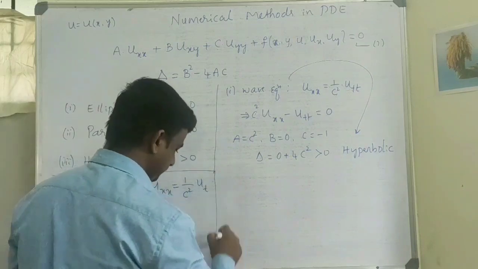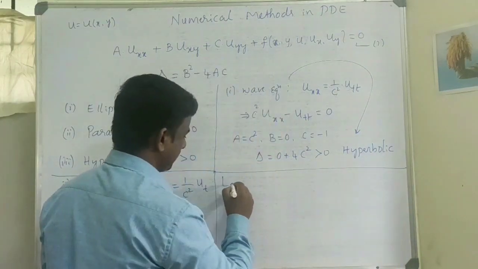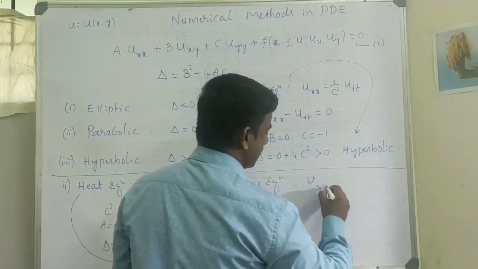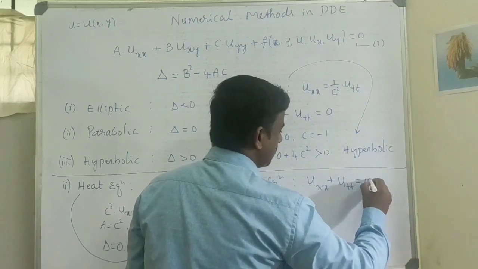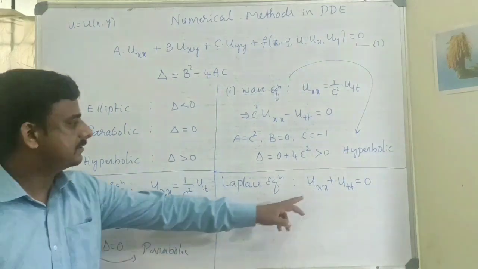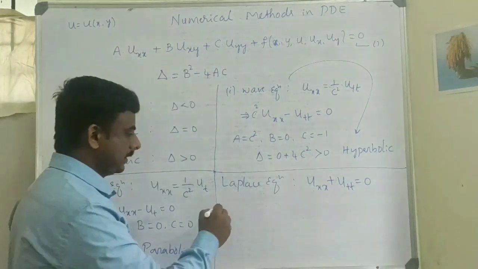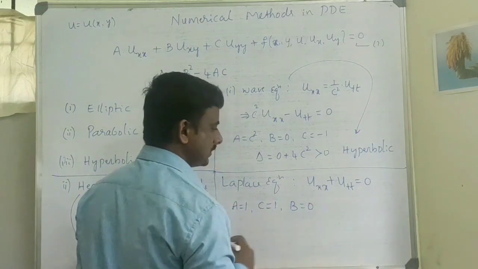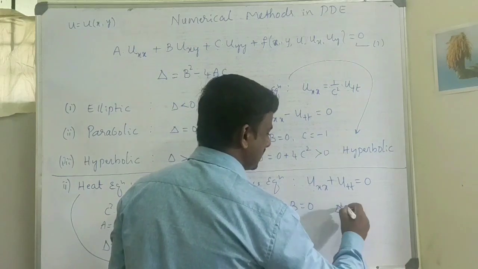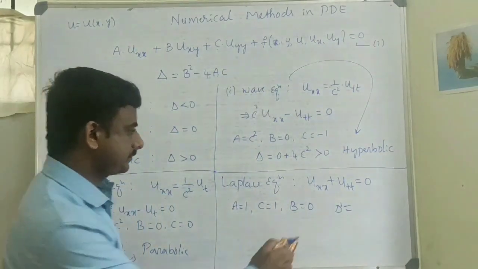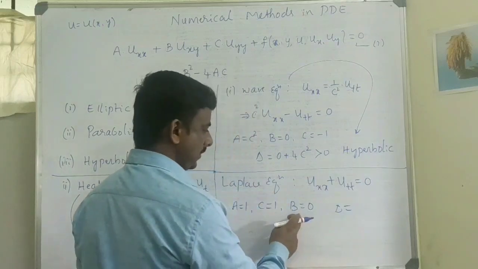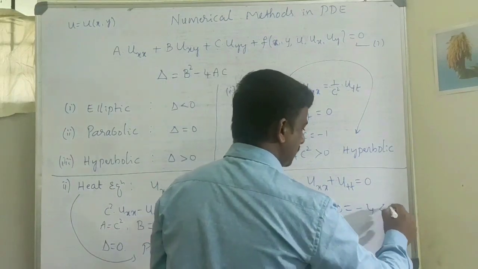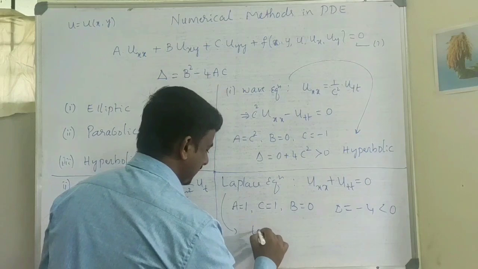The last one, the Laplace equation. The standard form of the Laplace equation is u_xx + u_tt = 0. Now comparing this with equation 1, I get a = 1, c = 1 and b = 0. So delta, that is b square minus 4ac, equals 0 minus 4 into 1, so you get minus 4, which is less than 0. So the Laplace equation is elliptic.